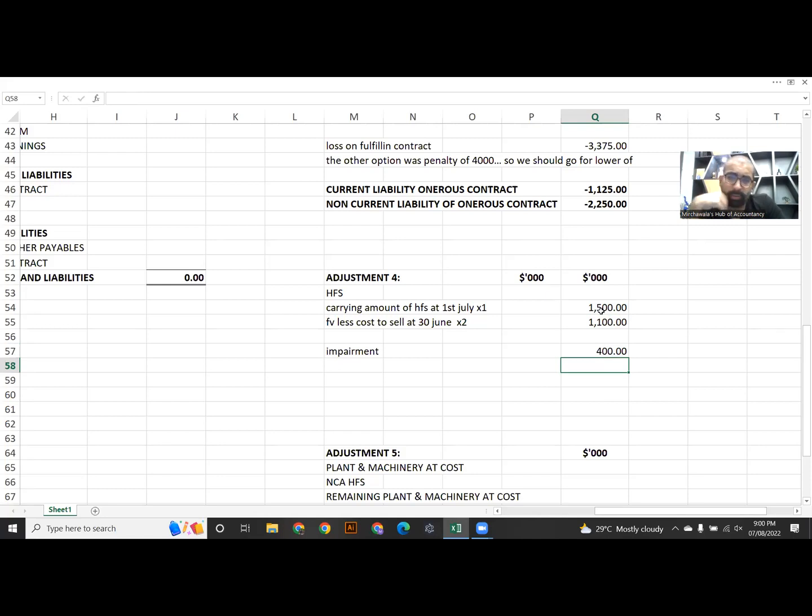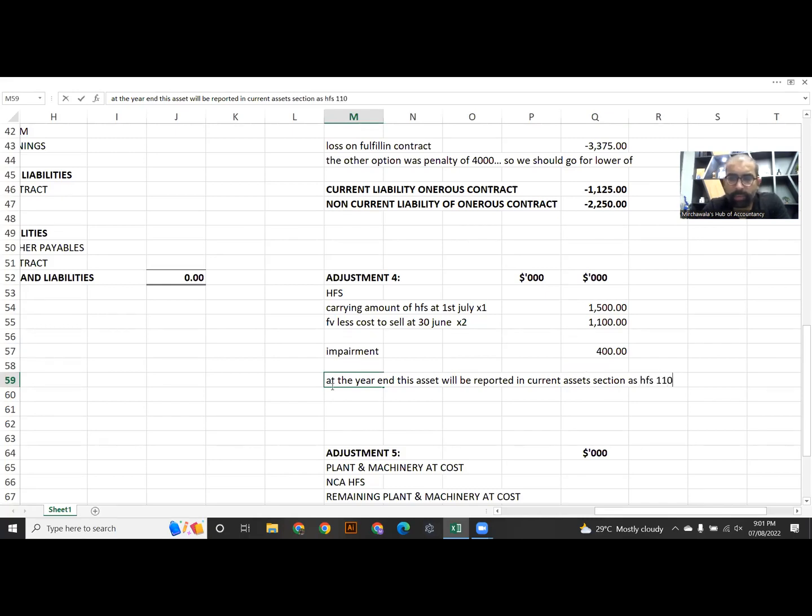Impairment is 400. Okay. And you know, this asset was sold just 1 day after the year end. That means not sold at the year end. So at the year end, this asset will be reported in the current assets section as HFS 1100. Okay. This is the amount.